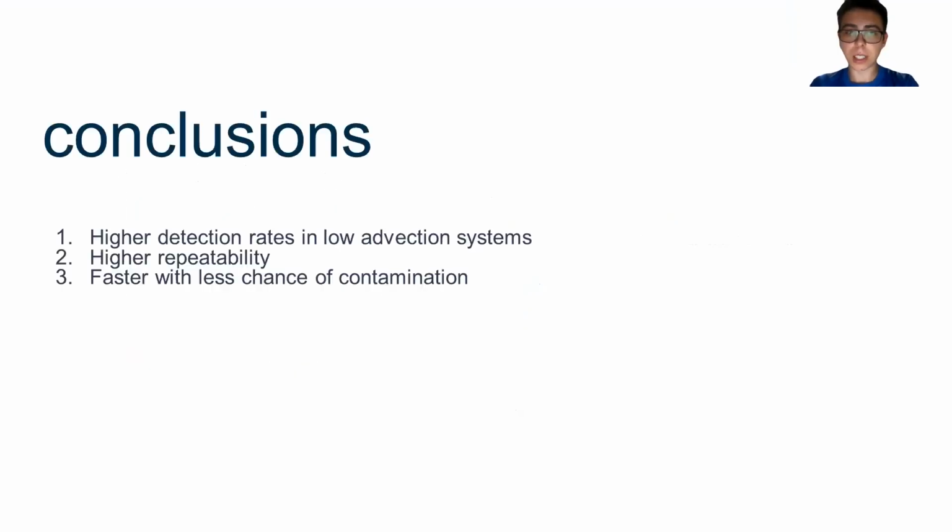So in conclusion, for low advection systems, we're going to observe higher detection rates, higher repeatability, and less chance of contamination.